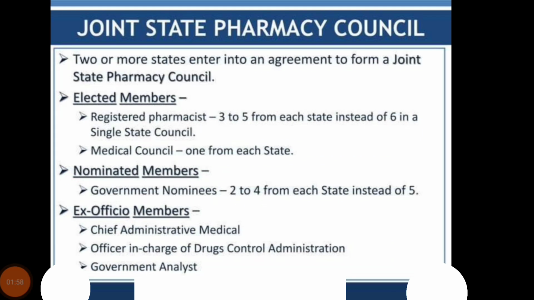Next is the joint state pharmacy council. Two or more states enter into an agreement to form a joint state pharmacy council. Elected members, registered pharmacists: 3 to 5 from each state instead of 6 in a single state council. Medical council: 1 from each state.